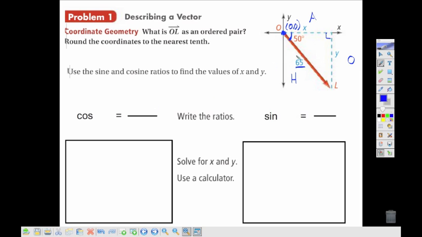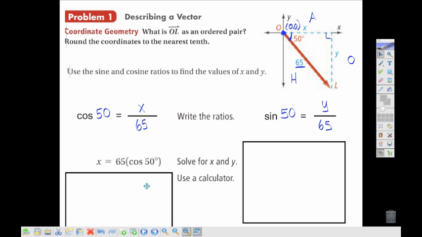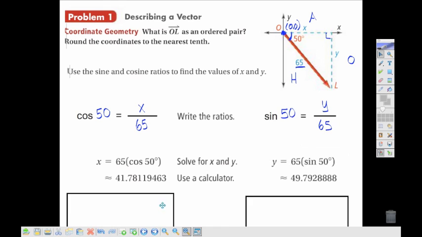And so if I'm looking at the cosine of this, that's going to involve x adjacent over the hypotenuse with our angle of 50 degrees. The sine of our 50 then will involve the y opposite over hypotenuse, and then we can solve each of these for x and y. Now those are our values.